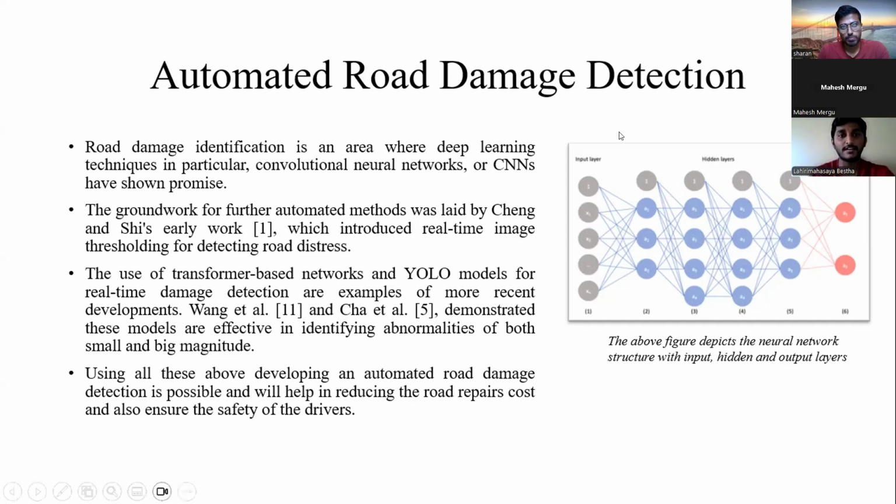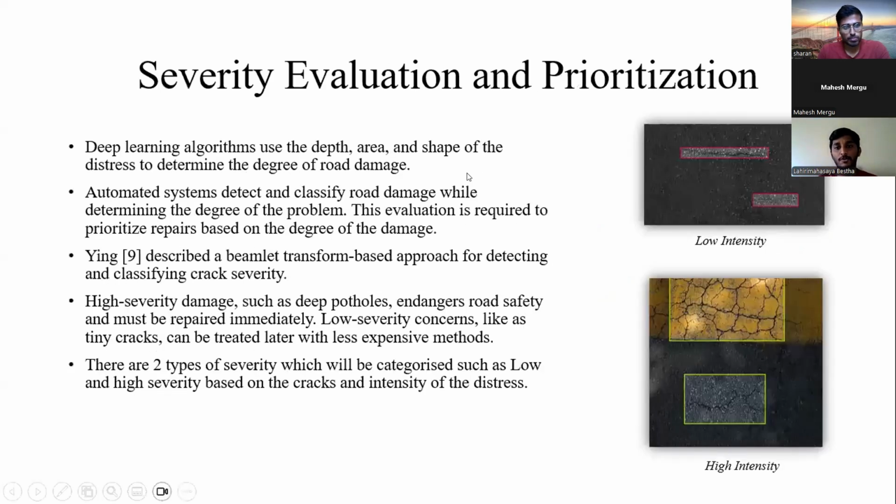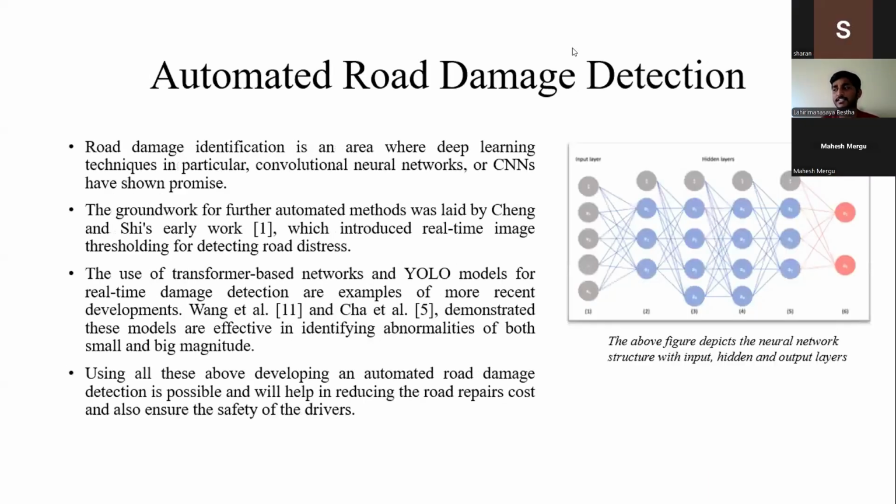Hi, Professor. Now I'm going to discuss our project and the related work we have done. Automated road damage inspection: road damage identification has been a critical part of road checking, road damage detection, and repairing the roads. Nowadays deep learning techniques are widely used in all scenarios, so we are trying to use deep learning technology in road damage detection as well.